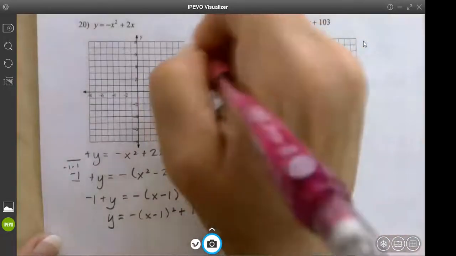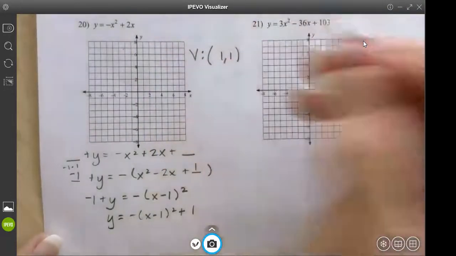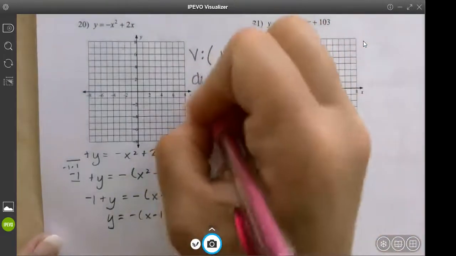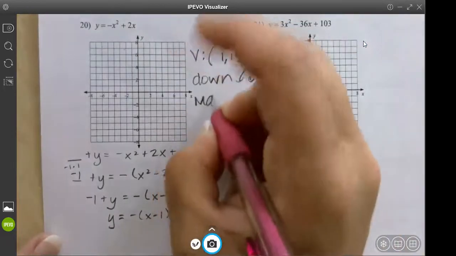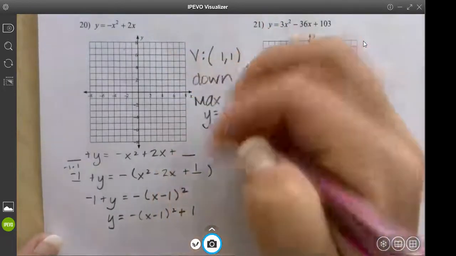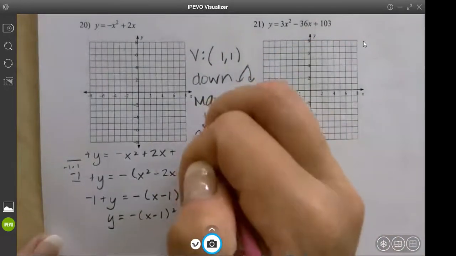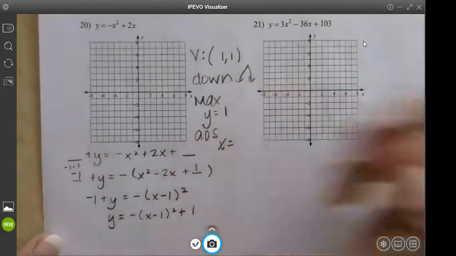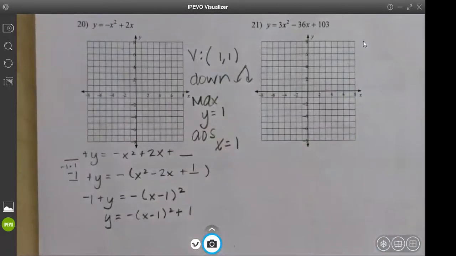What's your vertex? 1, 1. Which way does it open? Down, because it's negative. So if it opens down, it has a maximum. That max is at your y coordinate of your vertex, which is 1. Where's your axis of symmetry? x equals 1. And make sure it's an equation. x equals 1. Any questions?